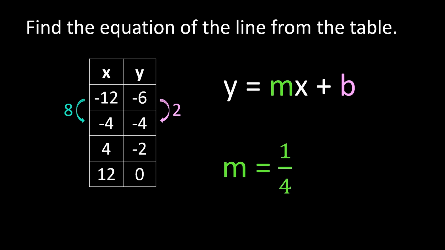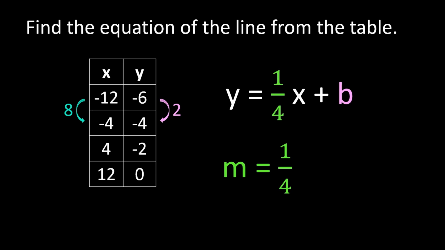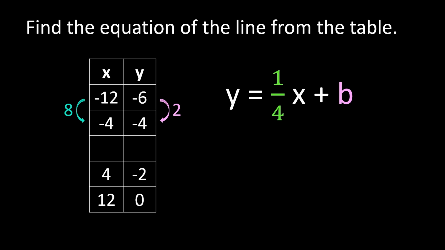Now that I have my slope, I can go back to the slope-intercept form, and I'm going to take 1/4 and substitute it for m. So now my equation is y equals 1/4 x plus b. B is my y-intercept, and that's what I'm going to need to find next. I know that my y-intercept is the y value when x is 0. Looking at my table, I don't have a point where x is 0, but I do know that point is going to fall here. So I'm going to place my x value of 0 into my table.